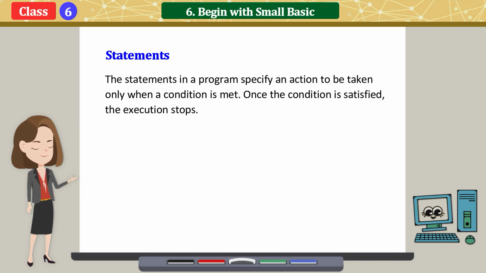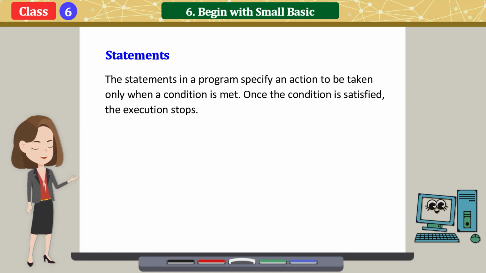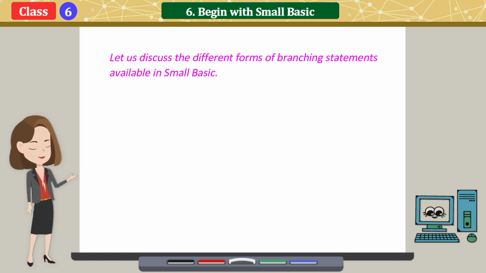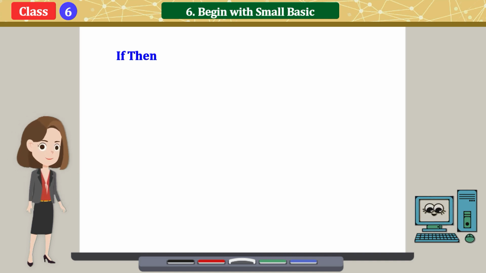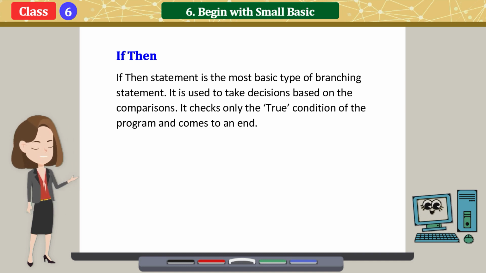Statements. The statements in a program specify an action to be taken only when a condition is met. Once the condition is satisfied, the execution stops. Let us discuss the different forms of branching statements available in small basic. If-then. The if-then statement is the most basic type of branching statement. It is used to take decisions based on comparisons. It checks only the true condition of the program and comes to an end.